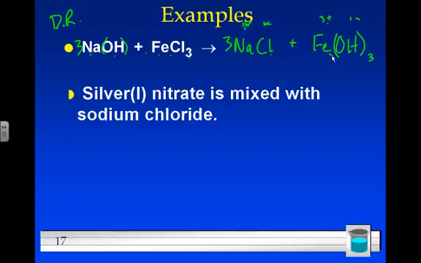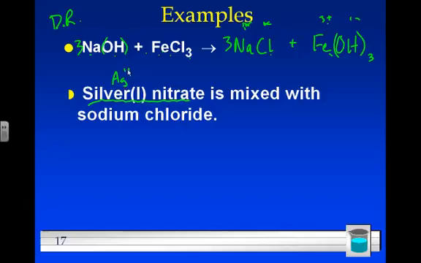Silver(I) nitrate is mixed with sodium chloride. So we're going to need to get some formulas here. I'm just going to work off to the sides. What's the symbol for silver? Ag, good. What's the charge on this silver? 1 plus, because of the Roman numeral 1. So it's silver 1 plus.